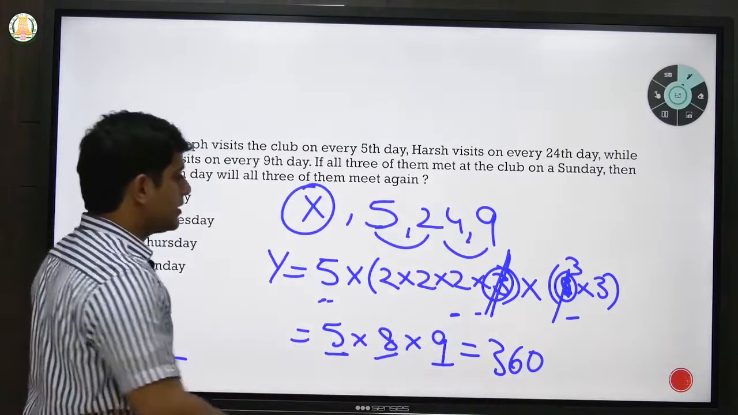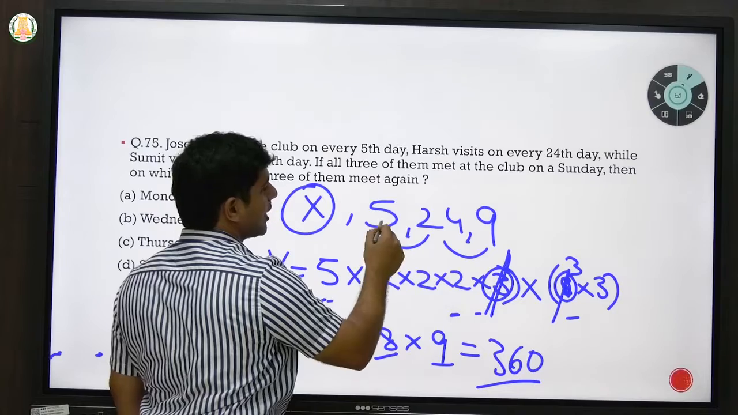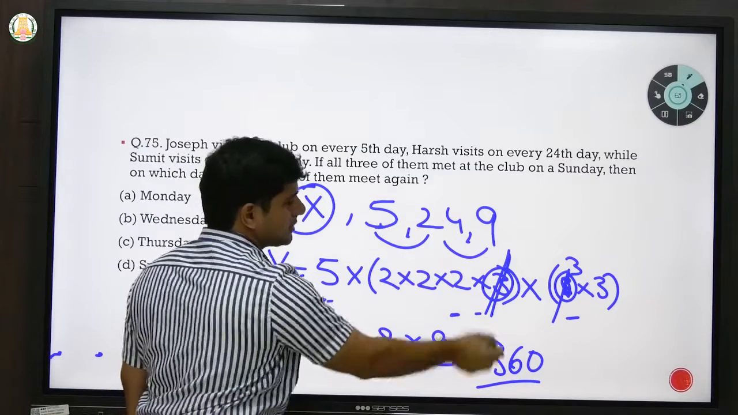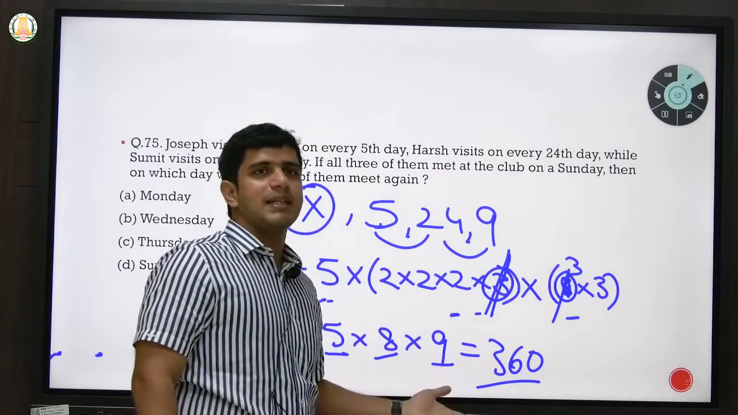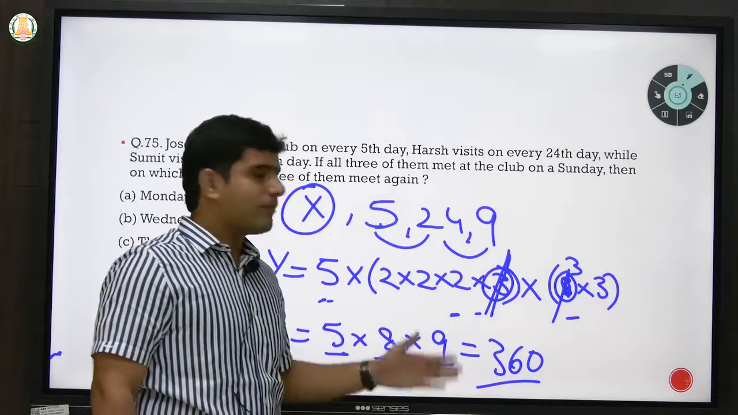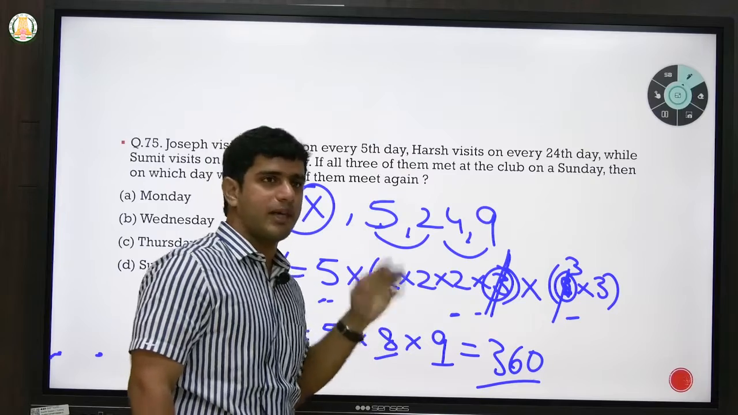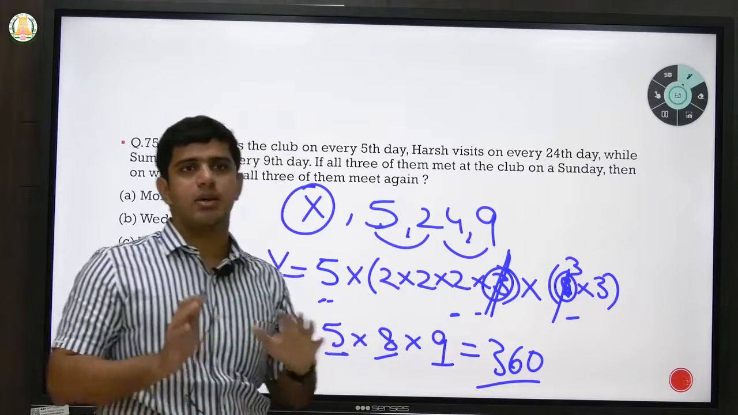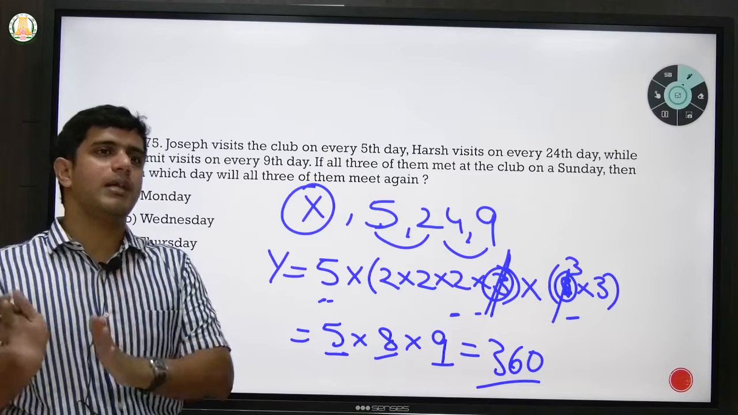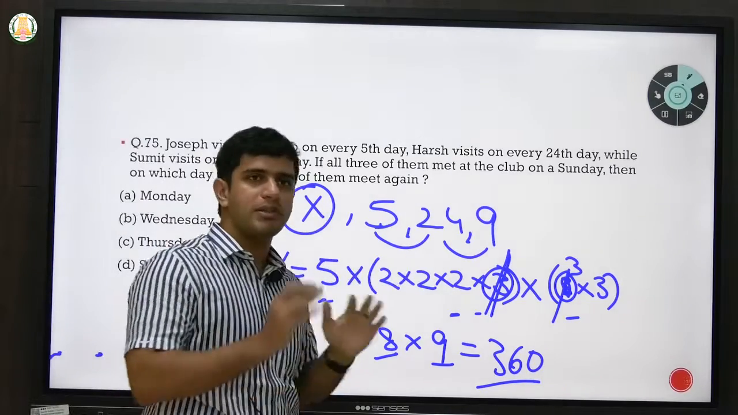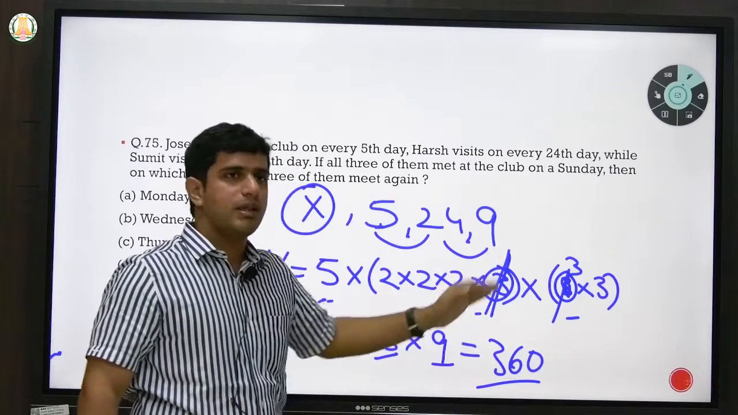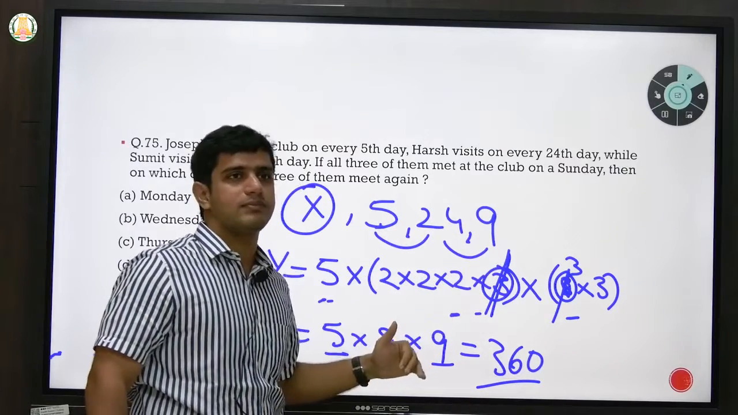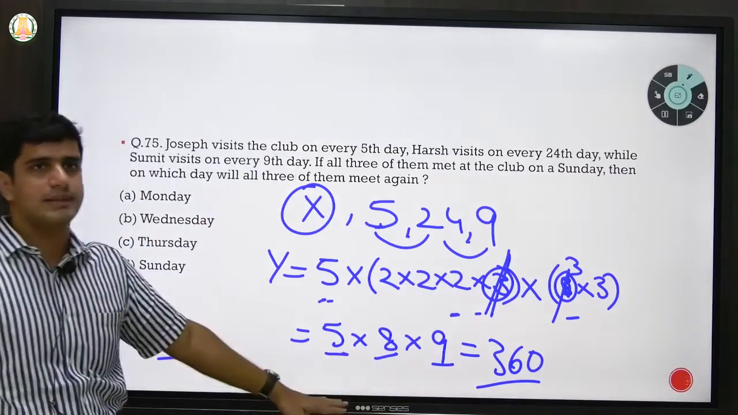Now what you have to verify is that 360 is a multiple of 5, a multiple of 24, as well as a multiple of 9. And there is no number less than 360 which is a multiple of 5, 24 and 9. That is the concept of LCM, the least common multiple. 720 is also a multiple of these 3 numbers, but 360 will be the least among all of them. That is the process of finding out the LCM.